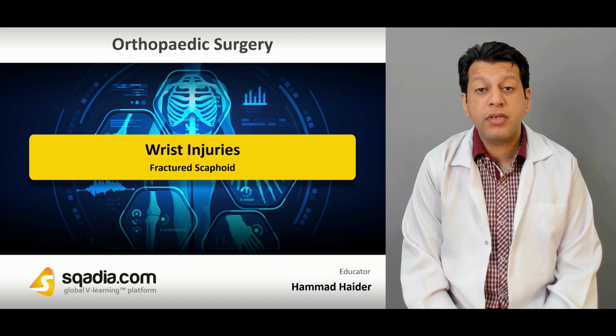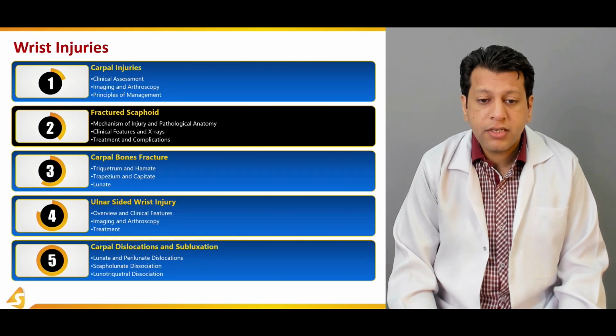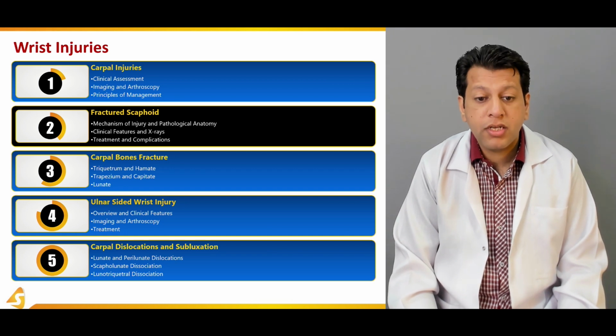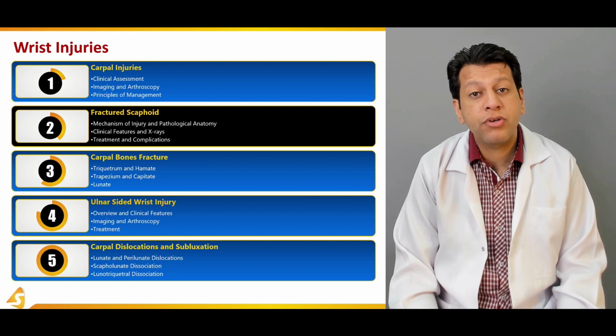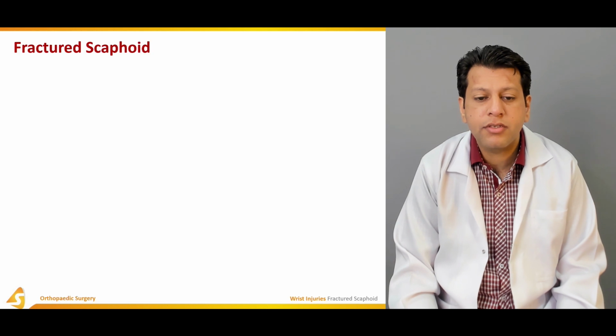Now moving on to our next section, that is the fracture scaphoid. In this section, we will be discussing the fractures around the scaphoid bone, what is its mechanism of injury, pathological anatomy, clinical features, and x-rays. And lastly, we will be discussing how to treat the fractures of the scaphoid and what are their associated complications.